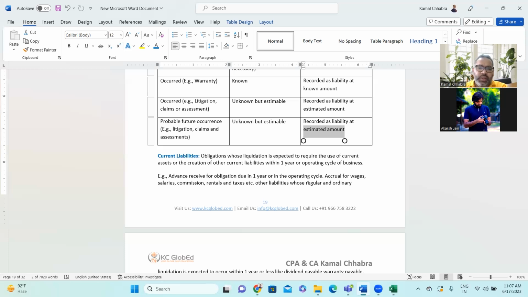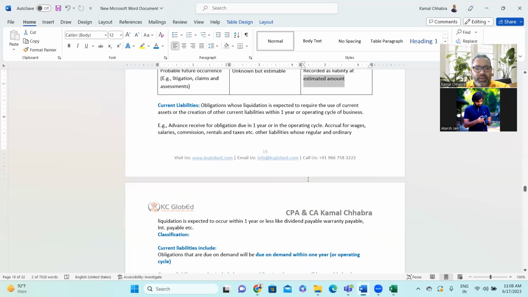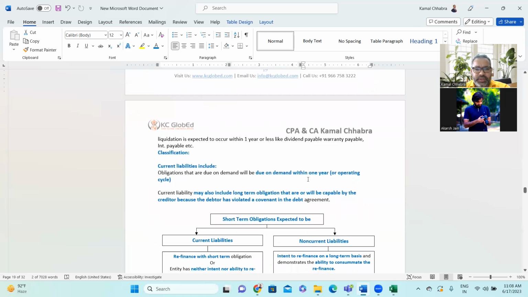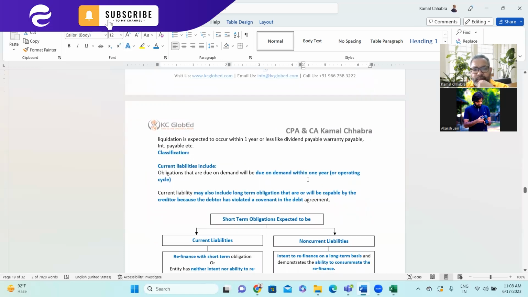Right. Example would be advance received for obligation due in 1 year or in operating cycle. So these are examples: accrual for the wages, salary, commission, rental, taxes, and other liabilities whose regular and ordinary liquidation is expected to occur within 1 year or less. Like for example, dividend payable, warranty payable, interest payable, etc.